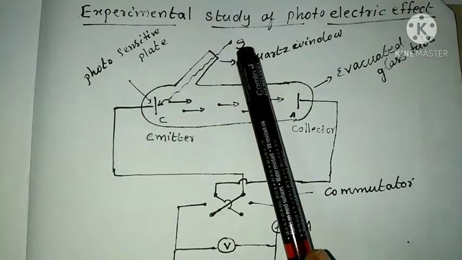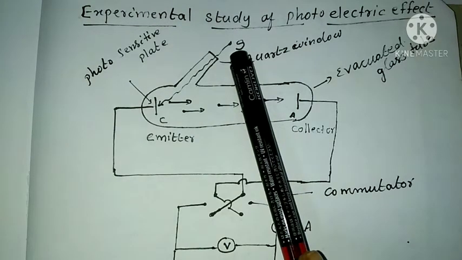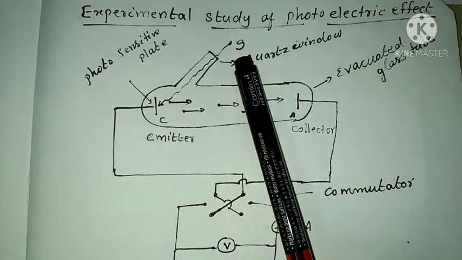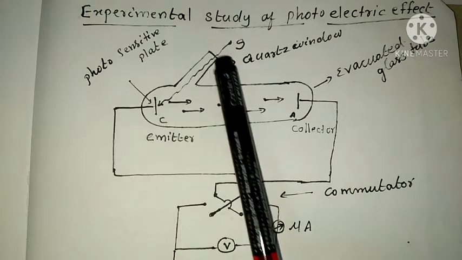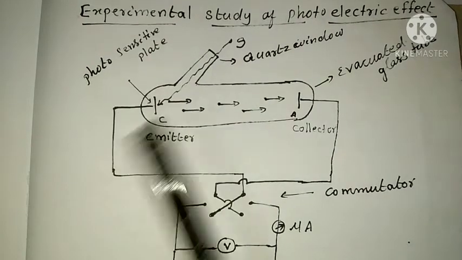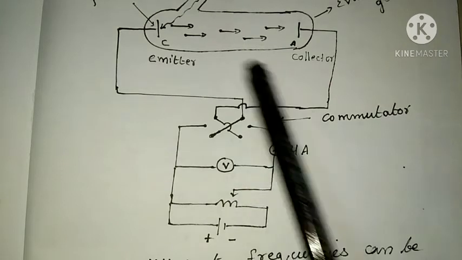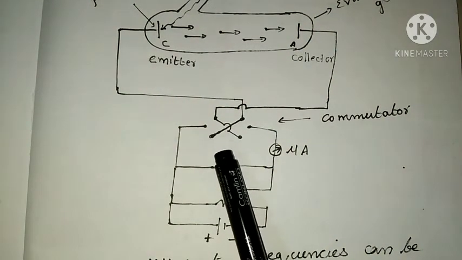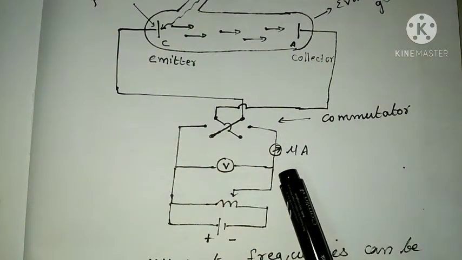Then a monochromatic source of light is placed near the evacuated glass tube. Monochromatic light means light with a single color. And a quartz window is attached to the glass tube. Then a commutator is also connected to the cathode and the anode. Commutator is used to change the polarity of the potential between the cathode and the anode.